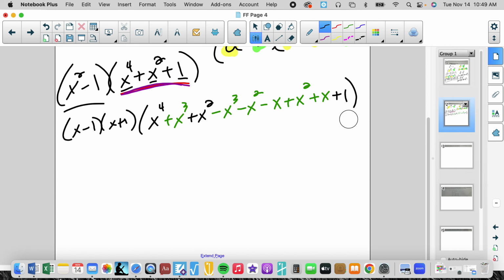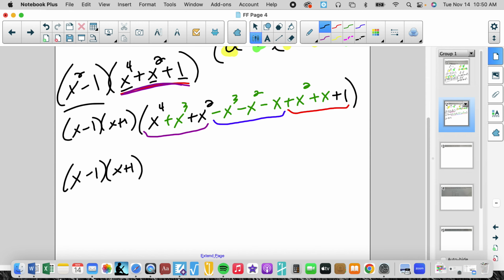And how are you supposed to see that? I don't know how you were supposed to see that, but this is how we would factor this. We're going to group these three, and we're going to group these three. We have x minus 1, x plus 1, and then what is the common factor? If we factor out an x squared, that leaves us with x squared plus x plus 1 from the purple group.